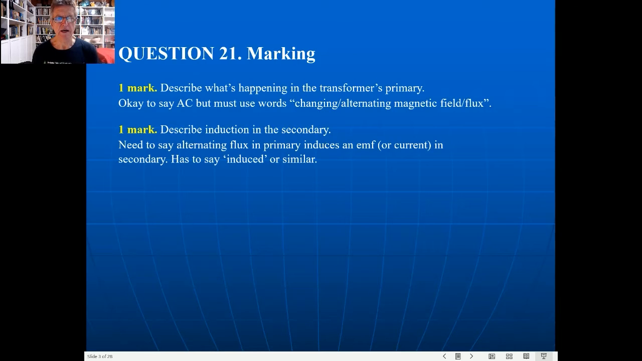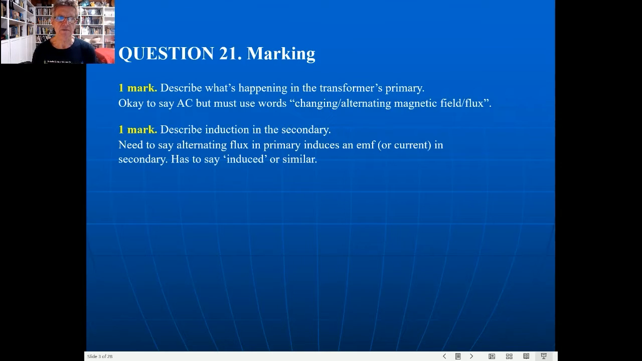Now the second mark is what's happening in the secondary. So you'd need to say that the changing magnetic flux in the primary induces a changing magnetic flux in the secondary, which induces a current, or produces a changing magnetic flux in the secondary, which induces the current. You need to use the words induced. So you're trying to link the two together by the changing flux, and one is inducing a current in the other one. So there's the two marks.